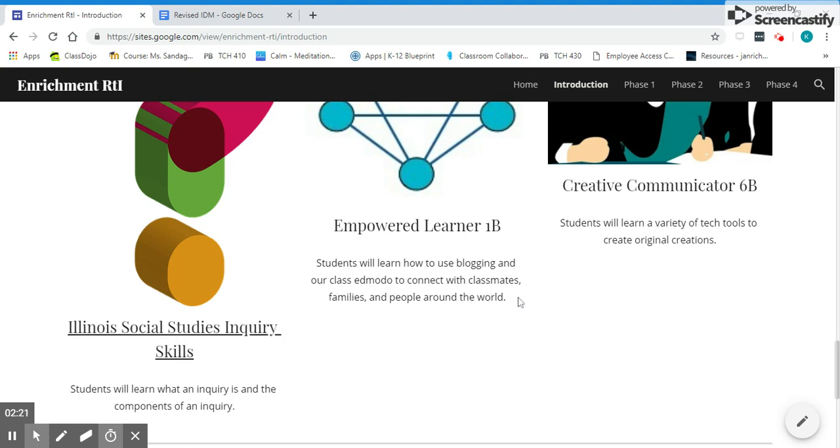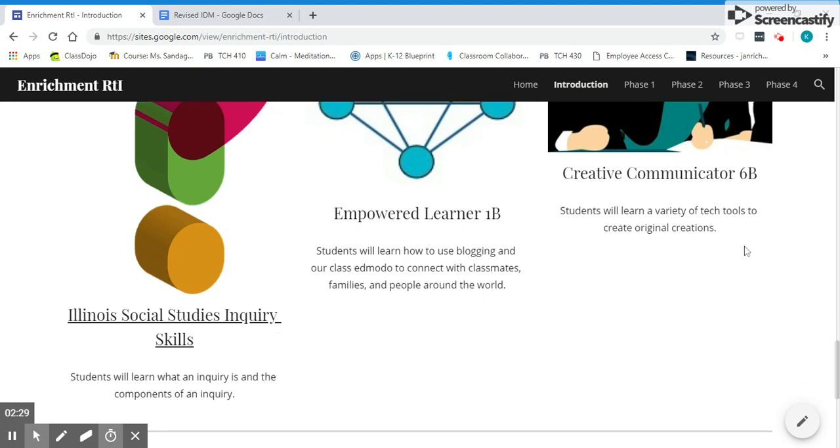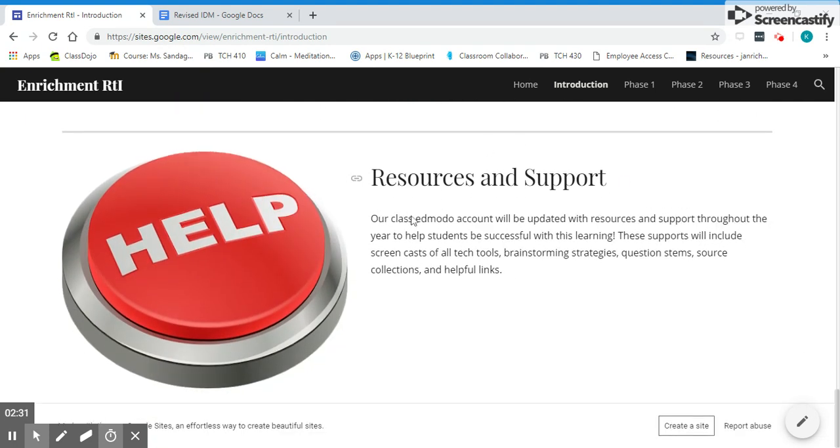And going to those ISTE standards, students will be learning about blogging as a way to connect with classmates, families, and those around the world. Students will also be learning a variety of tech tools in order to create original creations. And I will be providing resources and support through our class Edmodo account for students.